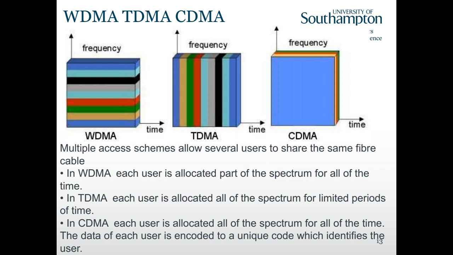And then secondly, we have TDMA, where different users talk in turn, so they are differentiated in time. And then the third is CDMA, where different users speak different languages, so they can use the same channel at the same time. They are differentiated in the code domain.